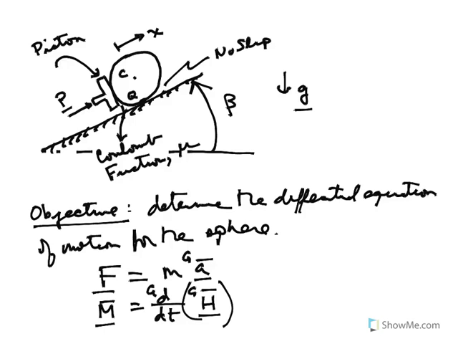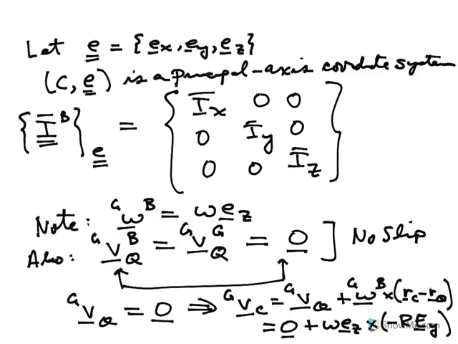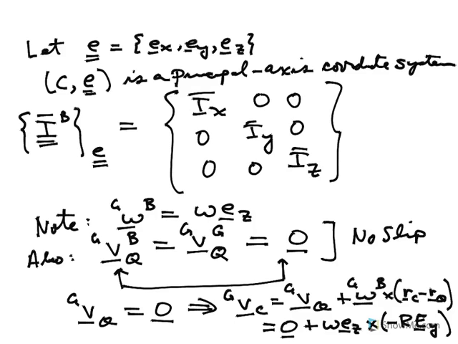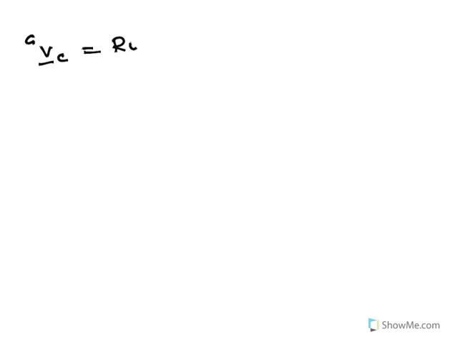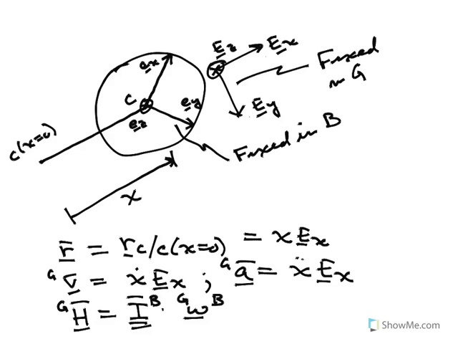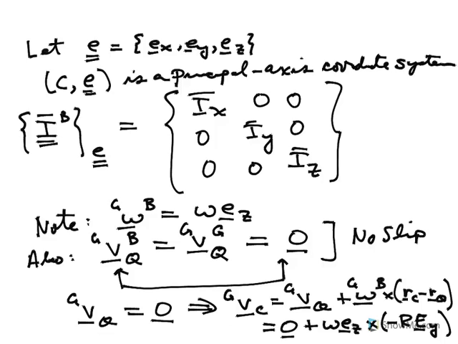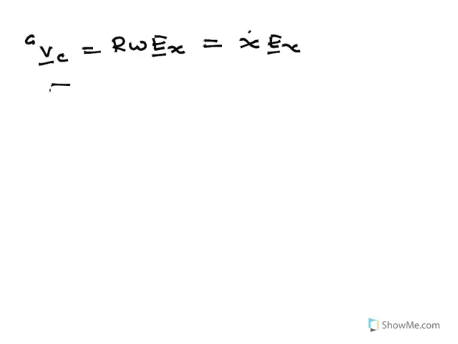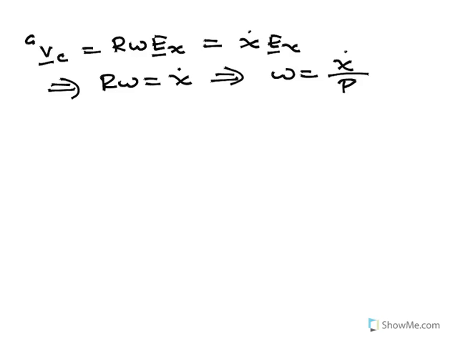Because the radius of this sphere, probably didn't label it, the radius of the sphere is R. So as a result, this tells me that the velocity of point C is equal to, well, Ez crossed with Ey is minus Ex, so I get R omega Ex. But I already know that that has to equal x dot Ex, because from earlier, I got that the velocity of the center of mass is x dot Ex. Now I can solve for omega, which tells me that omega is equal to x dot over R.